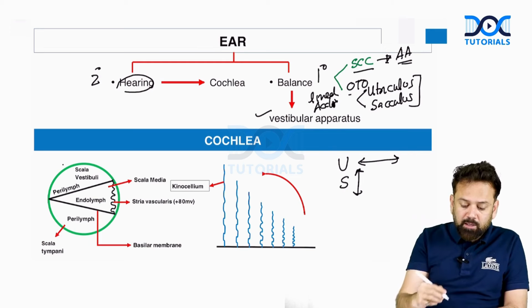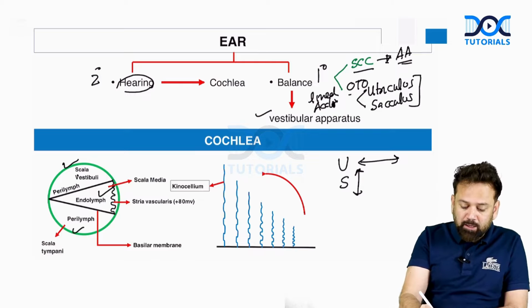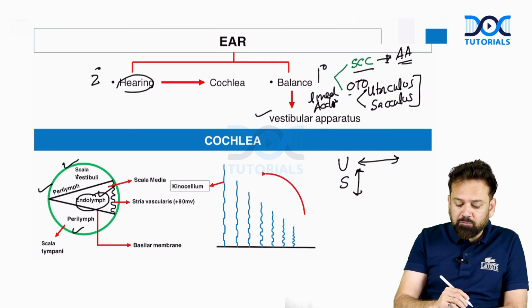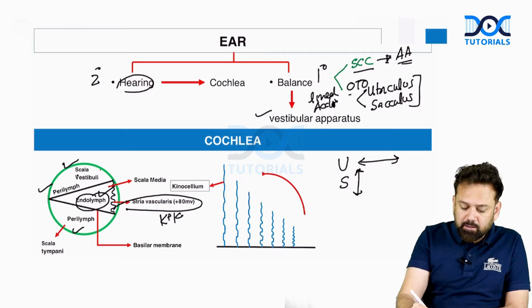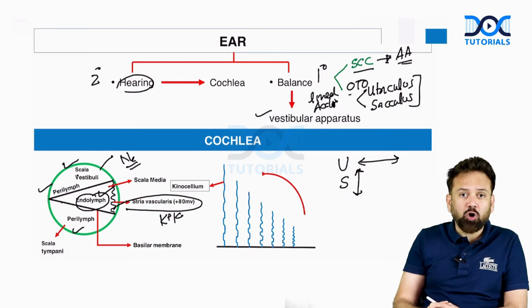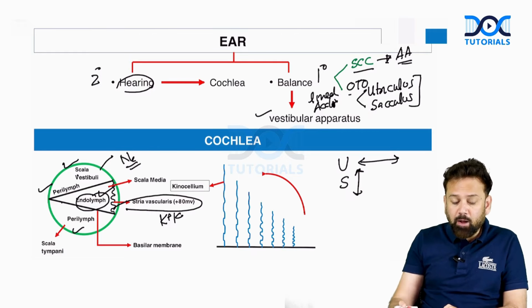In the cochlea, there are scala vestibuli, scala media, and scala tympani. You can see here, vestibuli and tympani have perilymph. On the other hand, media has endolymph, which is formed by stria vascularis, and it has mostly potassium. These two have mainly sodium because they have perilymph. So sodium is the dominant cation in the perilymph, but potassium is the dominant cation in the endolymph.